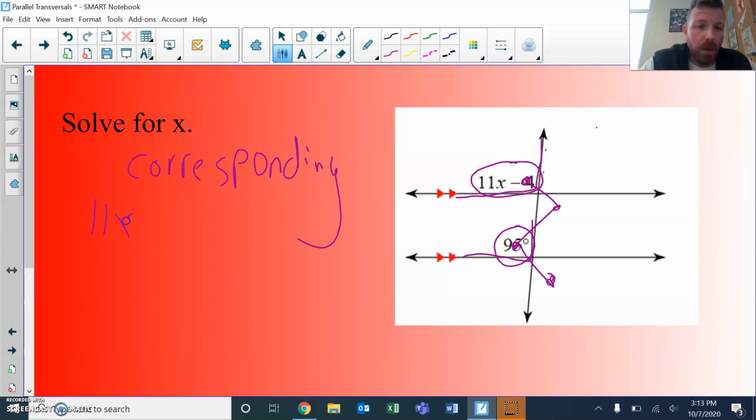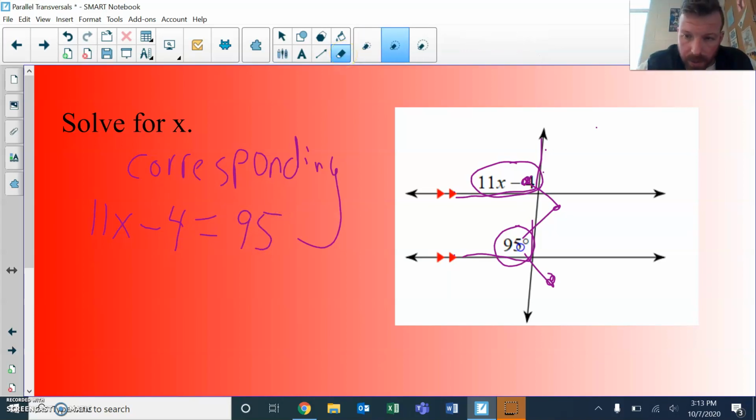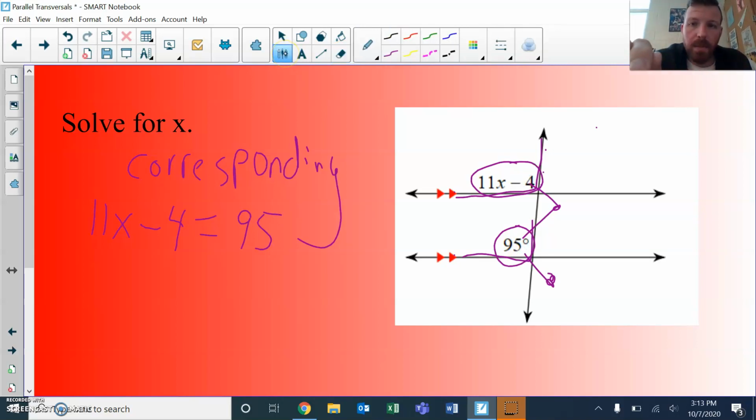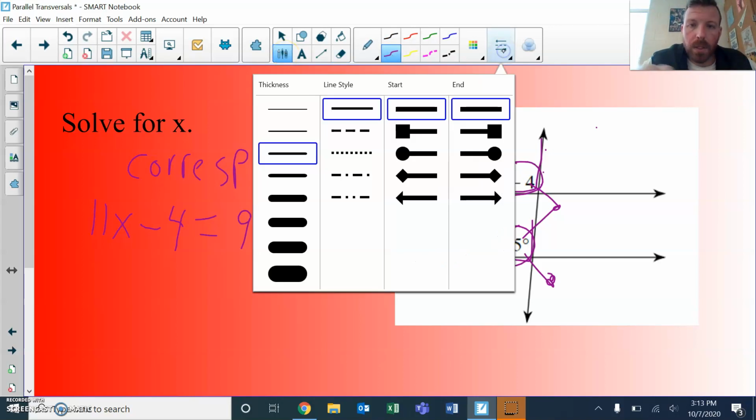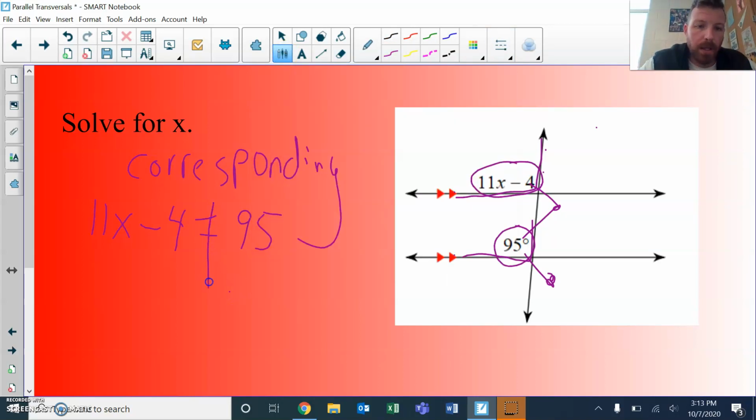up an equation where 11x minus 4 is going to equal 95. All right? I kind of got carried away over here, but I'm pretty sure that says 95. Yep, good. Okay, just making sure all that's the same. All right, now let's go ahead and solve this real quick together. So if I'm going to do that, I'd like to just draw my line down through there and just do the algebra.